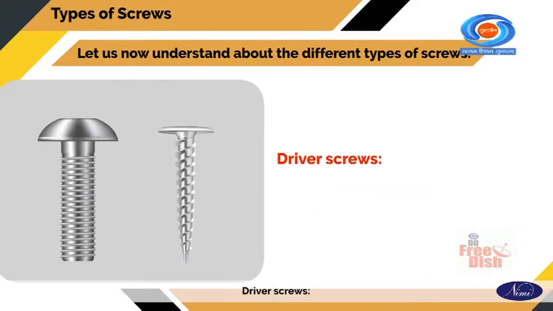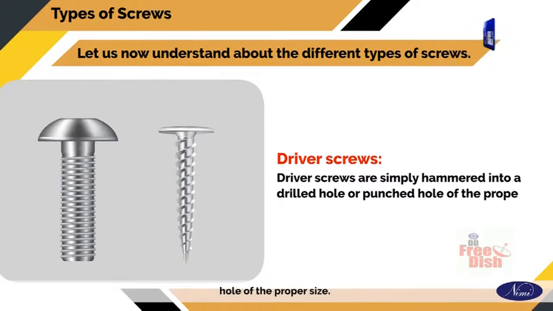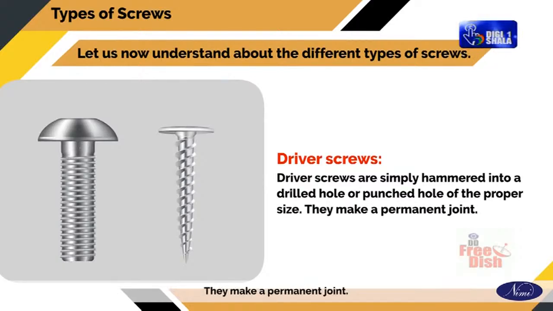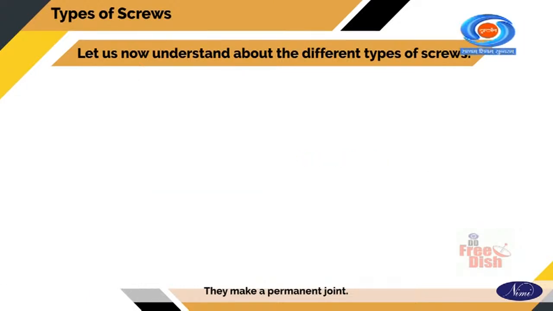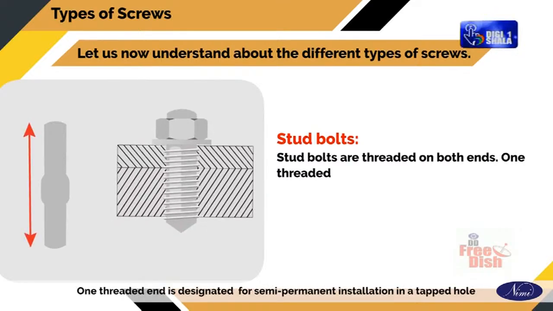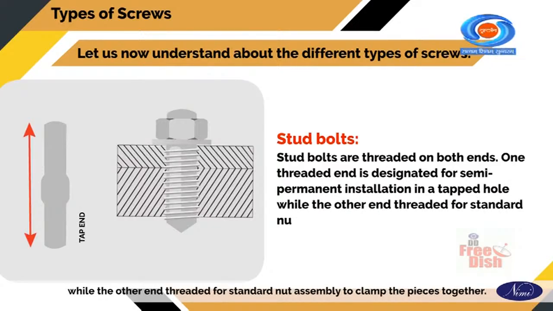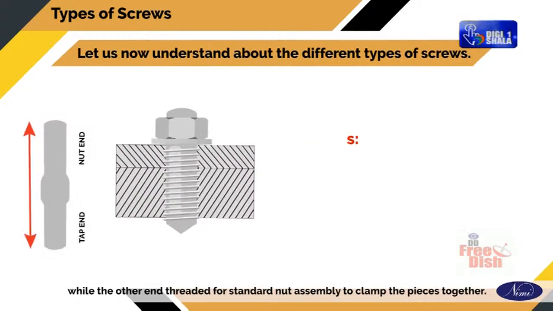Driver screws. Driver screws are simply hammered into a drilled hole or punched hole of the proper size. They make a permanent joint. Stud bolts. Stud bolts are threaded on both ends. One threaded end is designed for semi-permanent installation in a tapped hole, while the other end is threaded for standard nut assembly to clamp the pieces together.